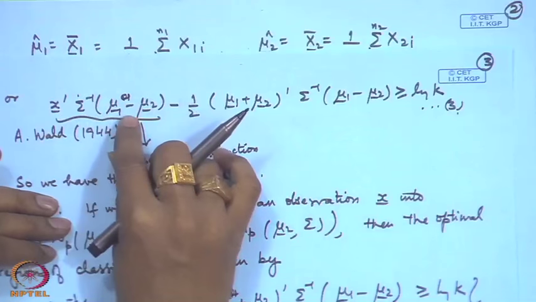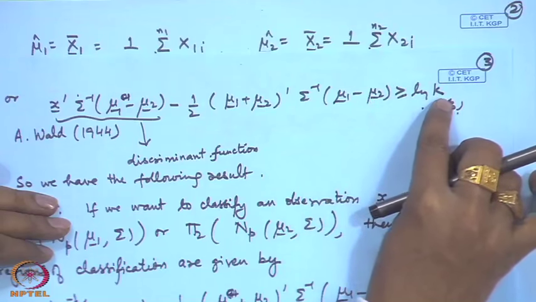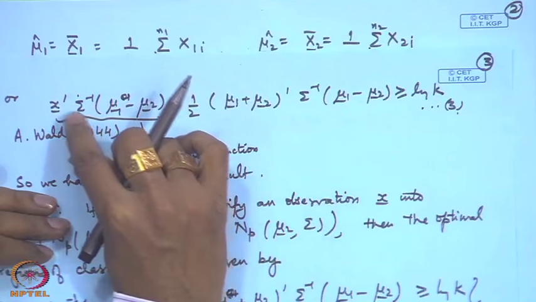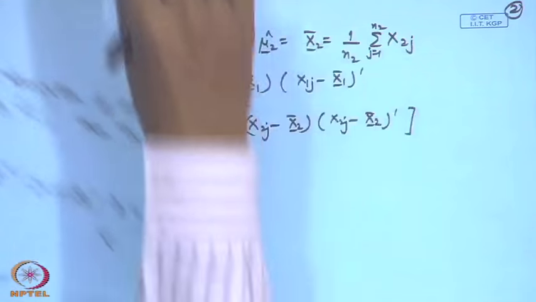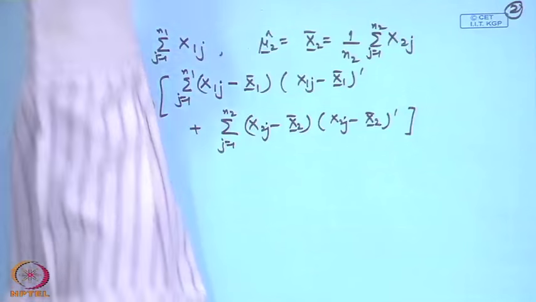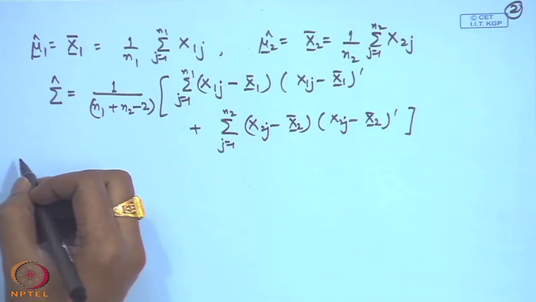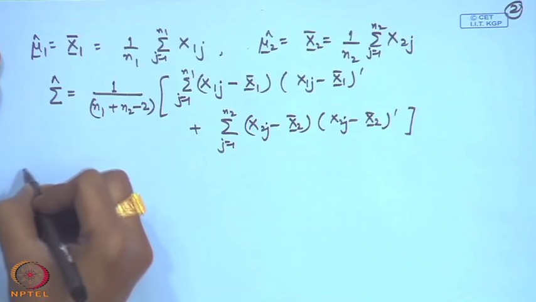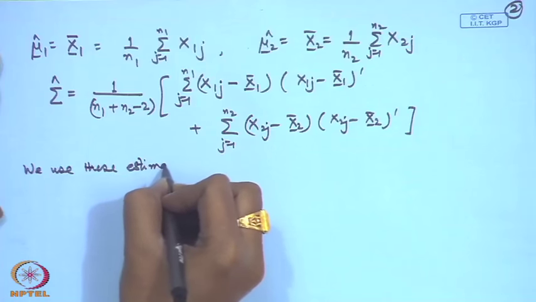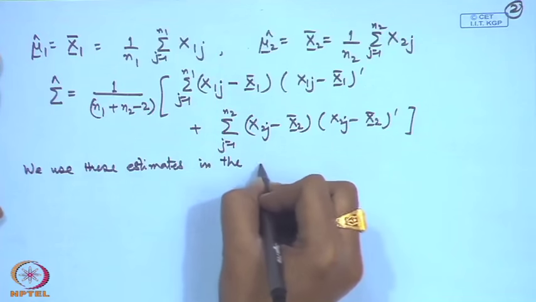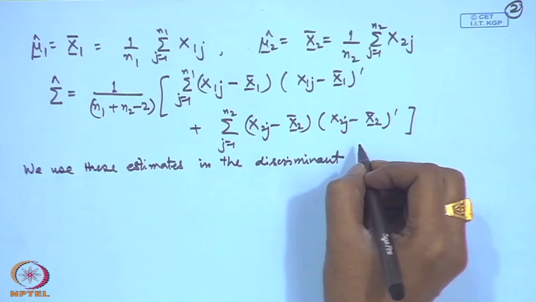x prime sigma inverse (mu 1 minus mu 2) minus half (mu 1 plus mu 2) prime sigma inverse (mu 1 minus mu 2) greater than or equal to log k. So in this part, if we substitute the estimates of sigma, mu 1, mu 2 etcetera, then we get the form as follows. So we use these estimates in the discriminant form.